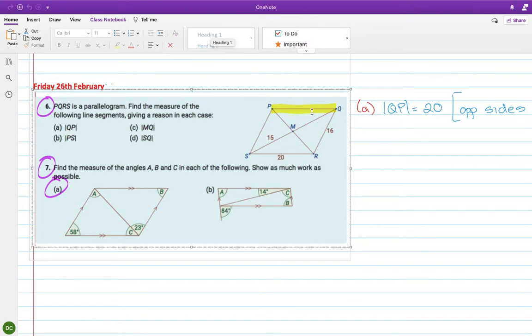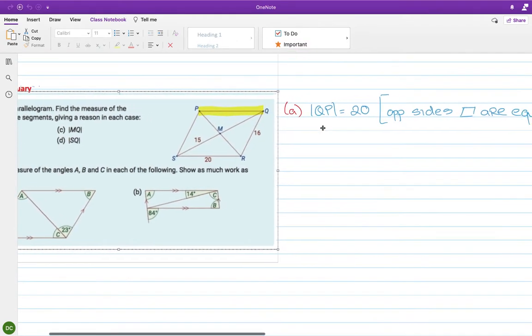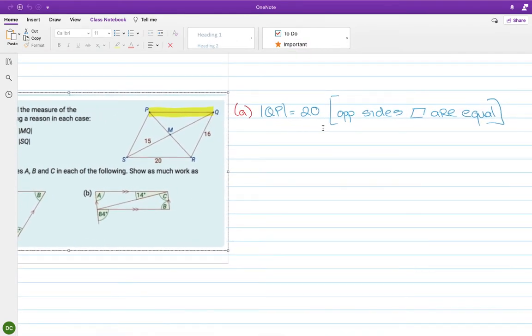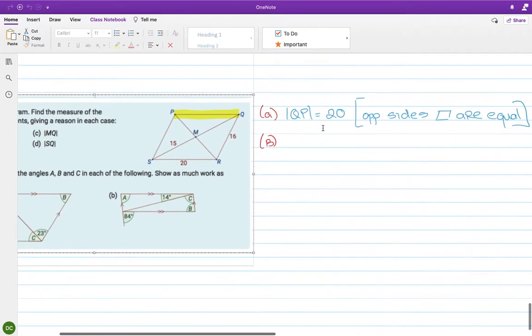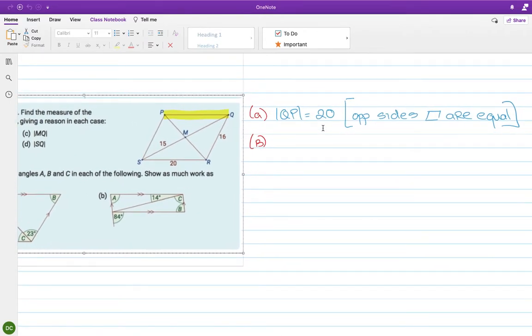Okay, we know because opposite sides of a parallelogram are equal. Okay, part B, PS. PS is there. Same thing here, PS is equal to 16 for the exact same reason. Opposite sides of a parallelogram are equal.